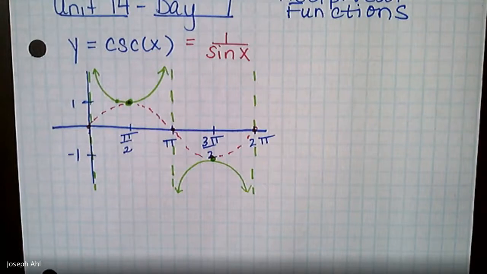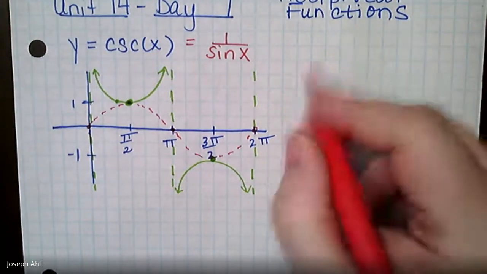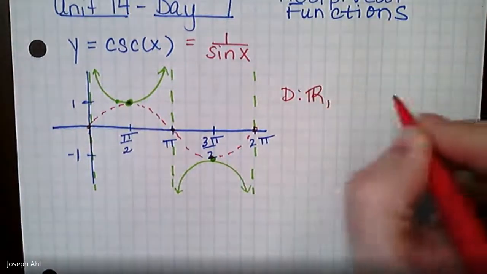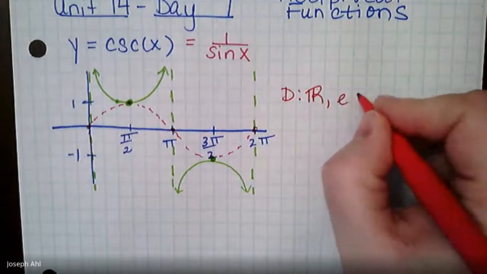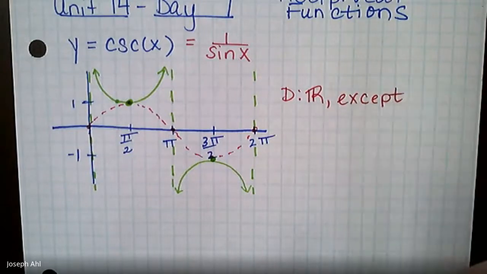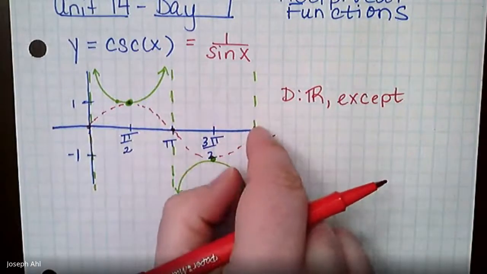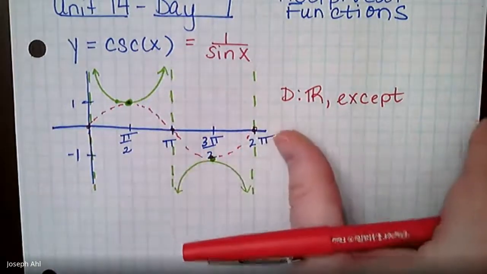So it's definitely a little bit weird looking. You know, if we think about the domain and the range of this graph, the domain is weird. It's everything, all real numbers, and that's the symbol for all real numbers, except I don't want 0, I don't want pi, I don't want 2 pi. And by the way, this graph would keep going on forever and ever.